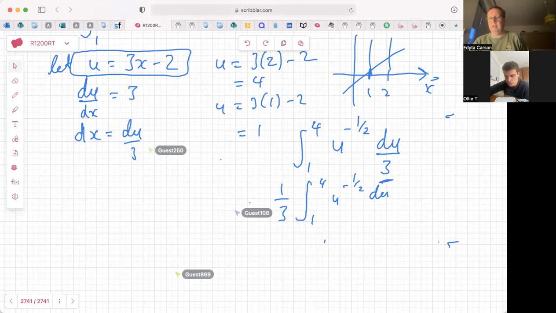And then u to the minus 1/2. As you said, I need to add 1 to it, so it's going to be u to the power 1/2. Oops, a bit too fast there. And then divide by 1/2. How many times is 1/2 going into 1? How many halves are in 1? 2. So times by 2.